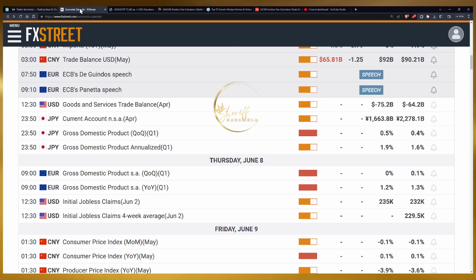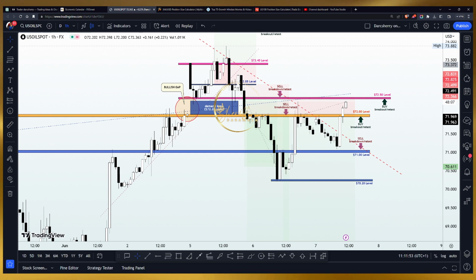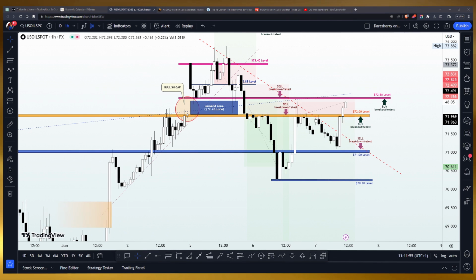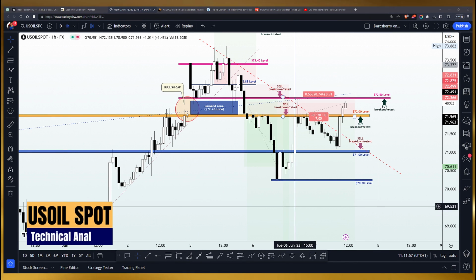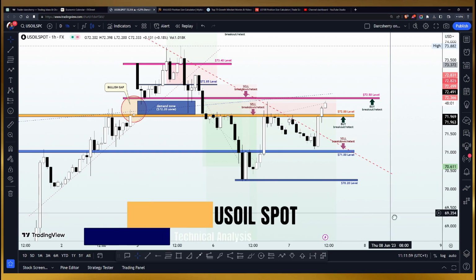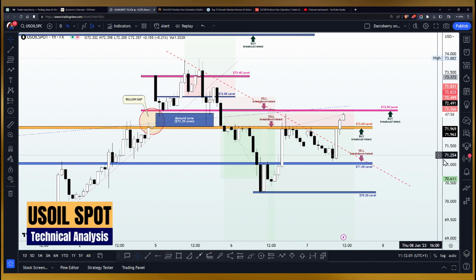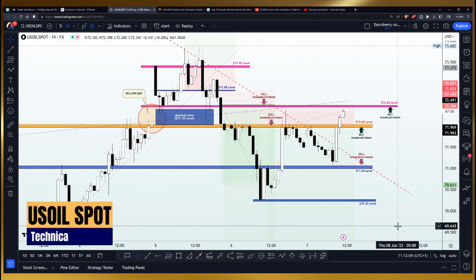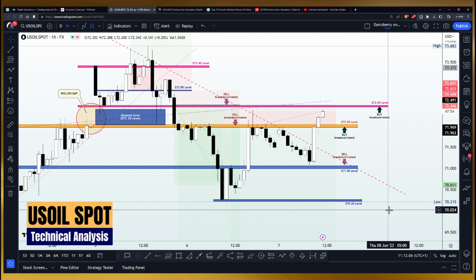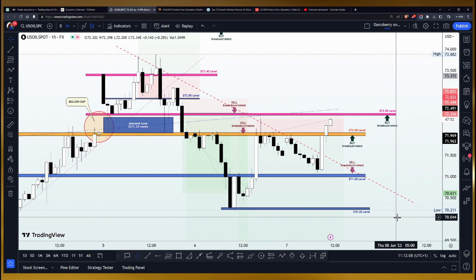And as usual, the first commodity we are going to be taking this morning is the US oil spot. Now on the US oil spot, looking at the chart from a holistic point of view, so this is the 1 hour time frame, and looking at this from a holistic standpoint, you would realize that price action has been on a bearish momentum.